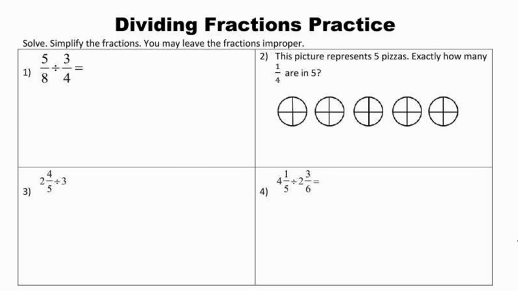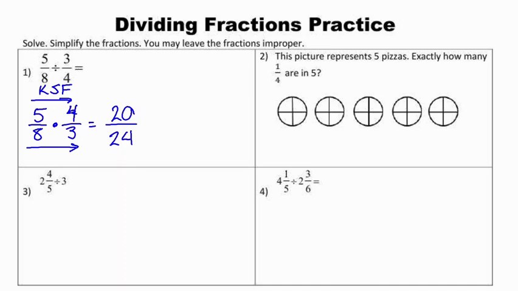So if we look at number 1, we have the keep, the switch, the flip, no whole numbers to get rid of, 5/8, switch to multiply to make it easier, and then 4/3 to flip it over. Multiply across the top, multiply across the bottom. Remember, if you like to do that cross simplification, do that before you multiply. 5 times 4 is 20. 8 times 3 is 24.